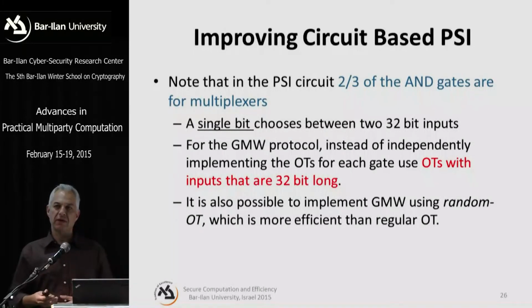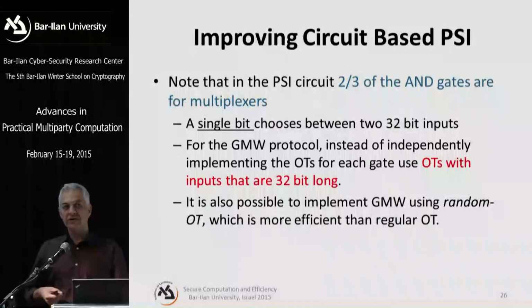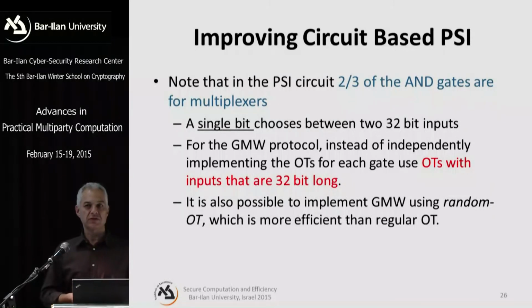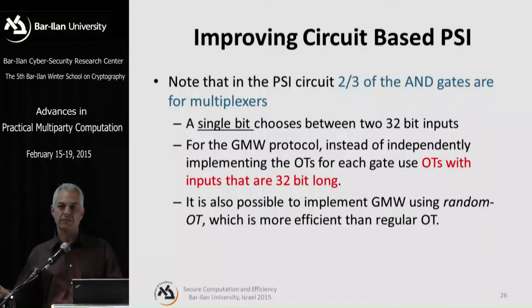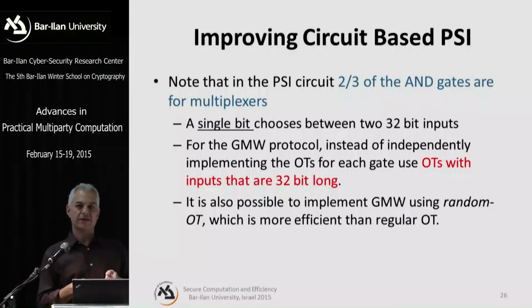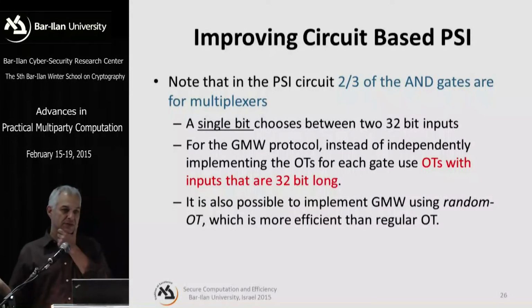So instead of implementing each of these AND gates independently using independent oblivious transfers, we notice that actually the same value is used for the oblivious transfer in each of these 32 copies. So instead of doing 32 independent oblivious transfers, we just do one oblivious transfer, where the input that we transfer is 32 bits long. Essentially, we look at the multiplexer not as 32 independent gates, but as one gate where one input is small and the other input is large. And this reduces the number of AND gates dramatically and makes the performance much better.